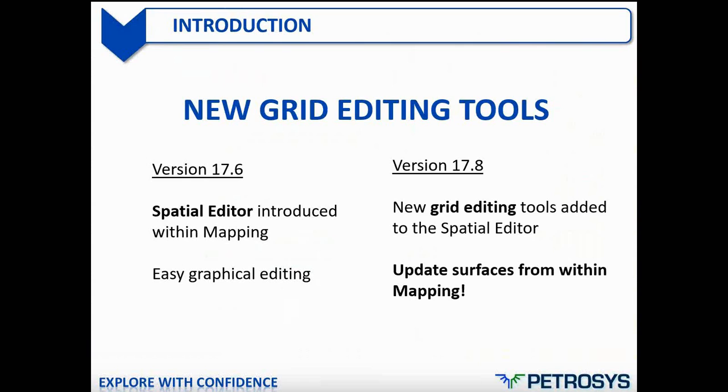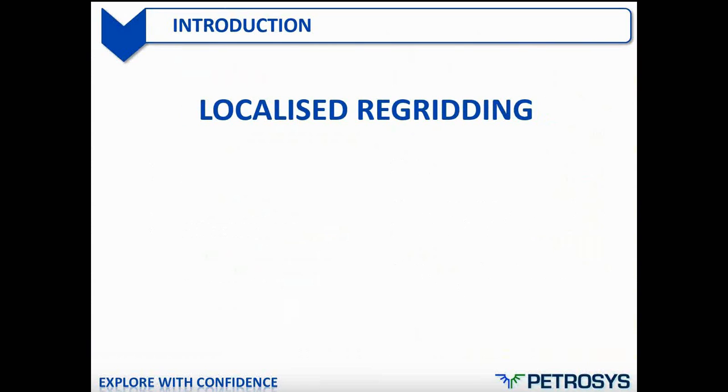There are a lot of workflows this new functionality can help us with, and today we will be focusing on the localized regridding. This technique allows users to apply changes to a small area of a larger grid without affecting the entire surface.